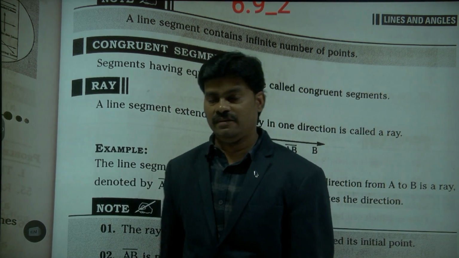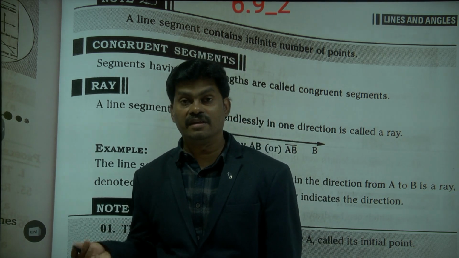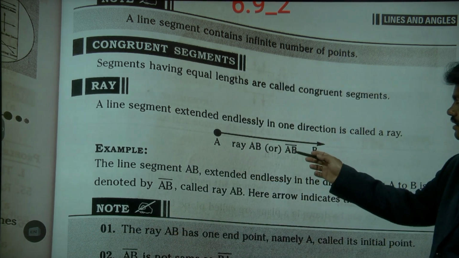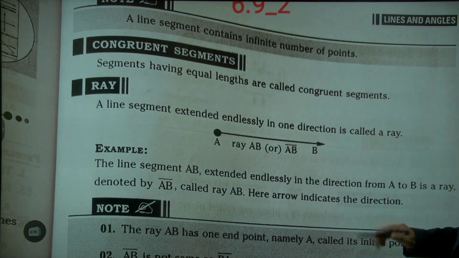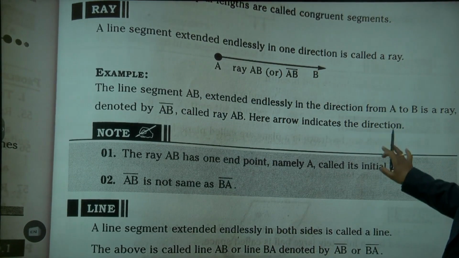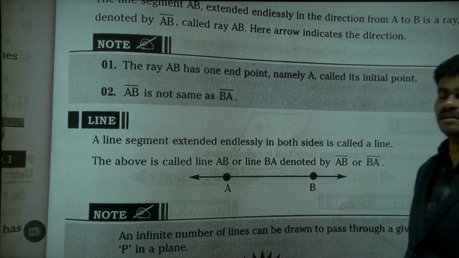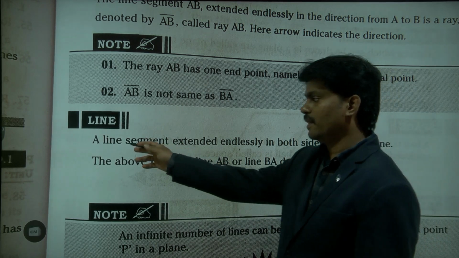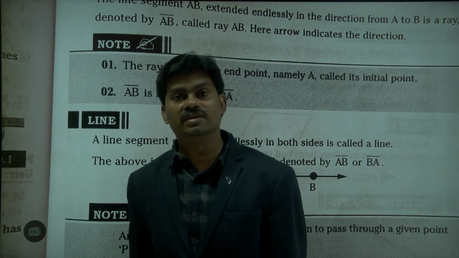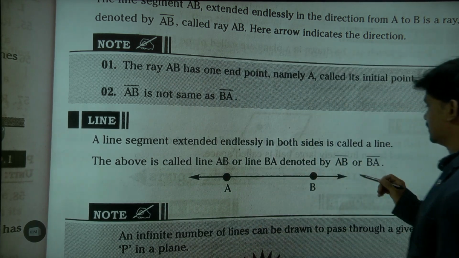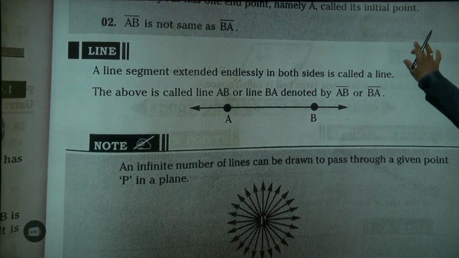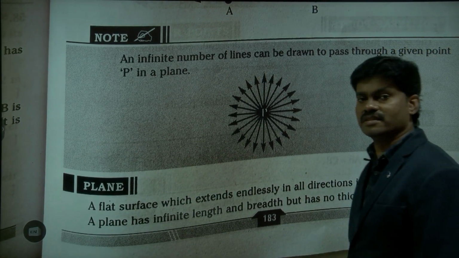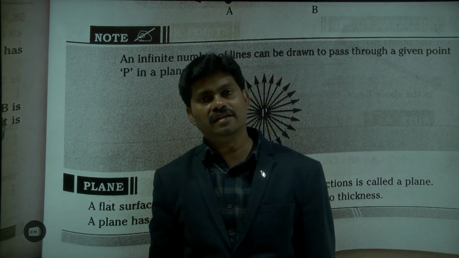The next one is ray. A ray has an initial point and extends in one direction. We can represent it as ray AB, with a small arrow kept like this. And line: a line segment can be extended in both directions indefinitely. We represent it as AB or BA. And plane: a flat surface that extends infinitely in all directions is a plane.